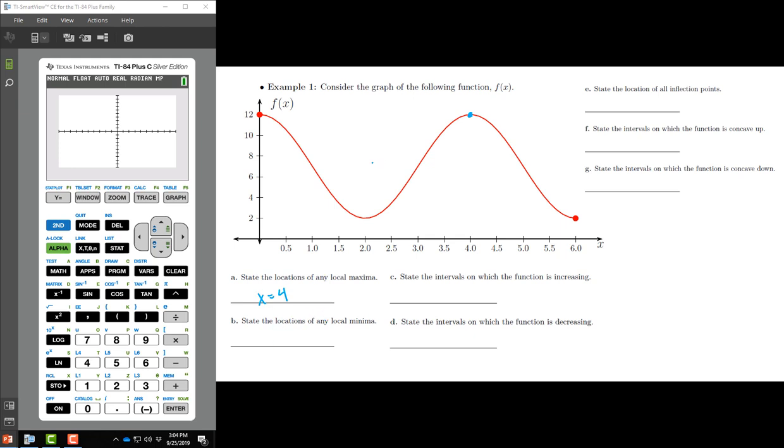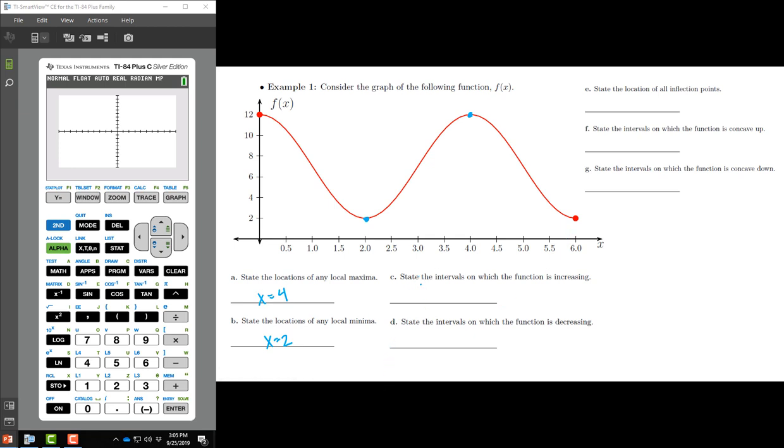Locations of any local minima? Well, definitely down here at the bottom of this valley. It looks like that's happening at x equals 2. And again, down here it looks like it's kind of bottoming out, but because there's no other side to this graph, we're not going to call that a local minimum.